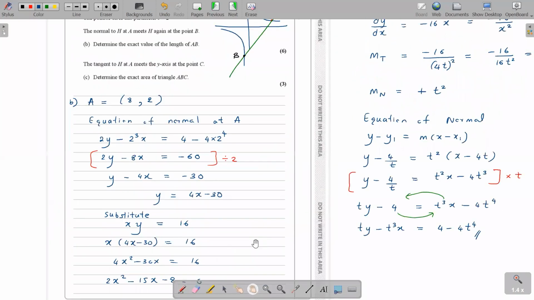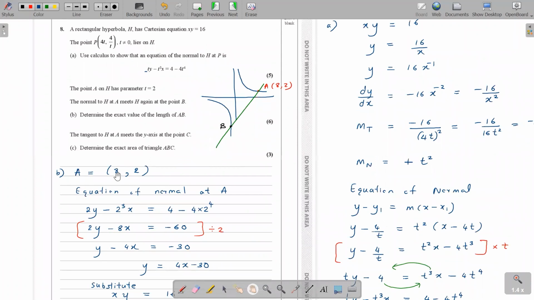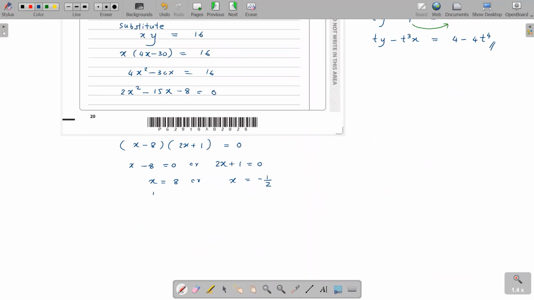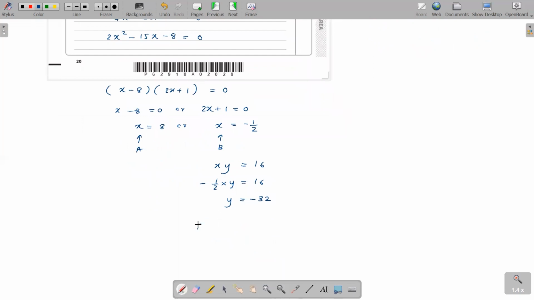So now which point is corresponding to point B? You know here x equals 8 is corresponding to A. So obviously for B it should be minus half. So take x value of B as minus half. And you need to get the y coordinate also. How do you get the y coordinate? This is corresponding to A, this should be to B. So for the y coordinate we can use xy equals 16, right? So x is minus half into y equals 16. How much is y? y is minus 32. Okay, so then I have the B coordinate. Who is the B coordinate? Minus half, minus 32. Are you with me?